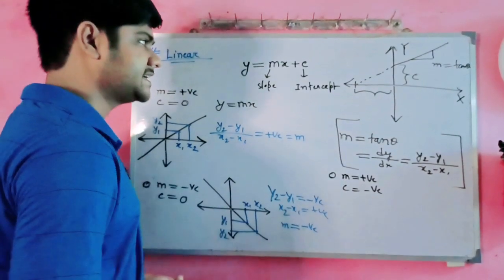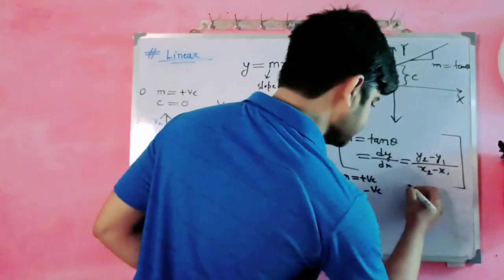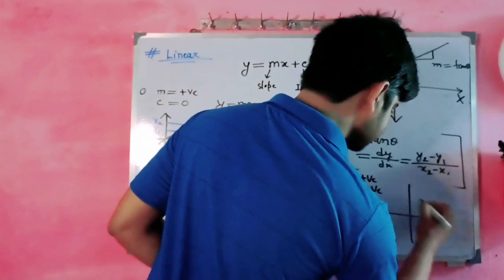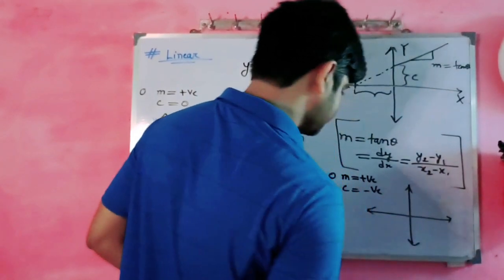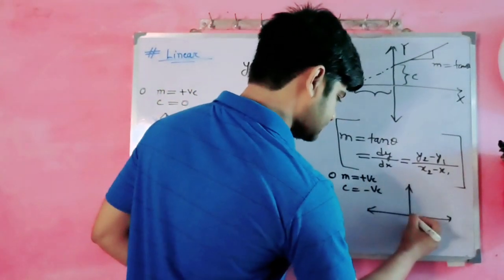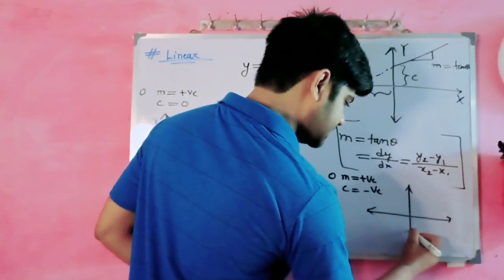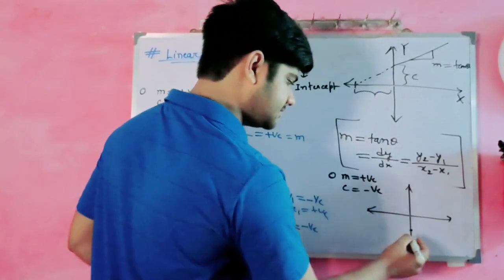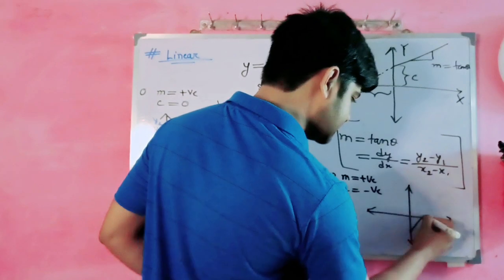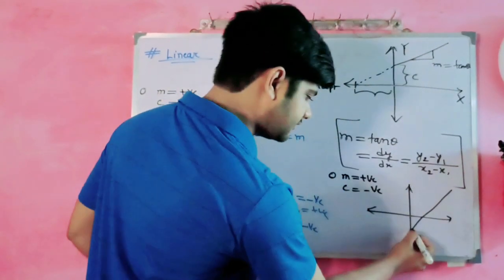M is positive, c is negative. So how will it look? We've already seen that m is positive but c is negative. That means it will cut in the minus y direction, and m is positive, that means we'll get a graph like this.